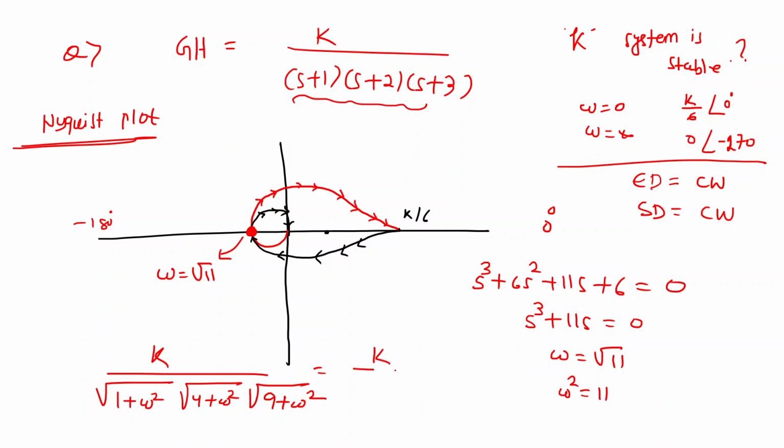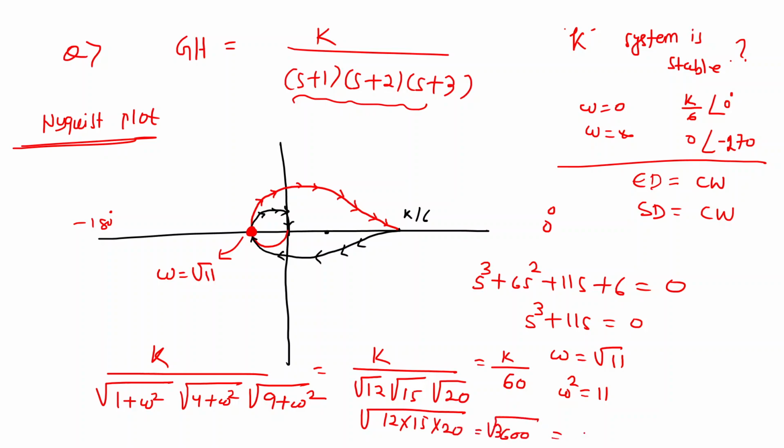Put that value here. So k divided by root of 11 plus 1, which is root 12, then root of 11 plus 4, which is root 15, and then root of 9 plus 11, which is root 20. So what is the value of k now? 12, 15, 20. If you multiply 12, 15 and 20, you'll get 3600, and the square root of 3600 is 60. So this would be k by 60.